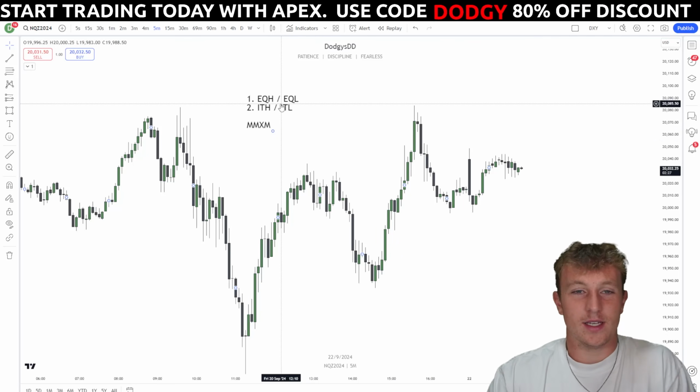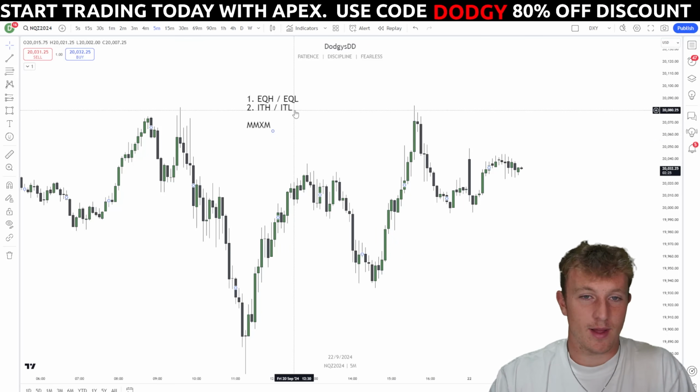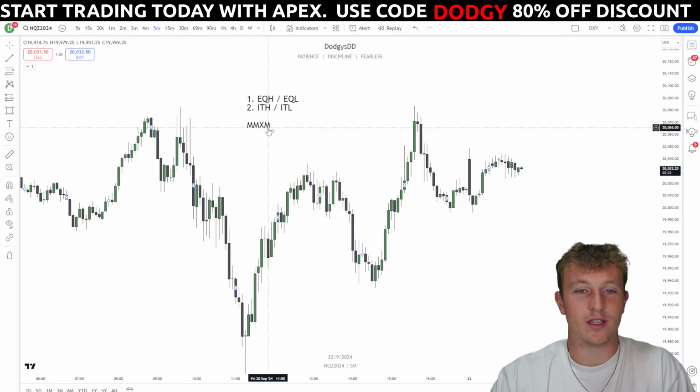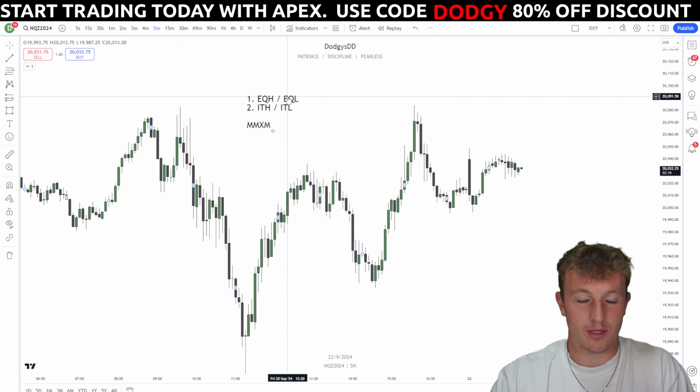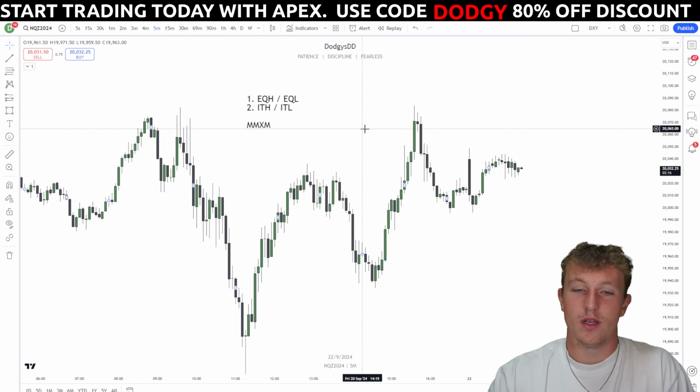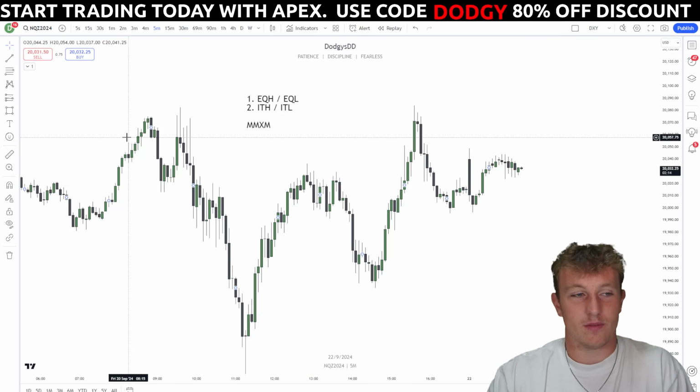And combining equal highs and equal lows and intermediate term highs and intermediate term lows, I'm actually looking for market maker models to tell me whether these are going to be a draw on liquidity or not. Okay, so let's show you an example.